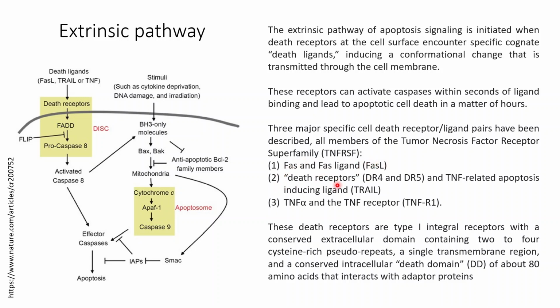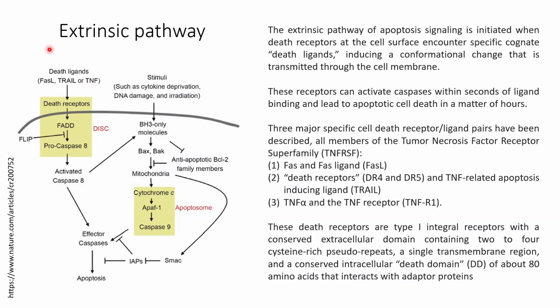Then you can have these death receptors DR4 and DR5. And you can also have TNF-related apoptosis-inducing ligand, or TRAIL. So these are death receptors, and then TNF alpha and its receptor TNFR1. So these are the different receptor-ligand pairs that are involved in the extrinsic pathway.